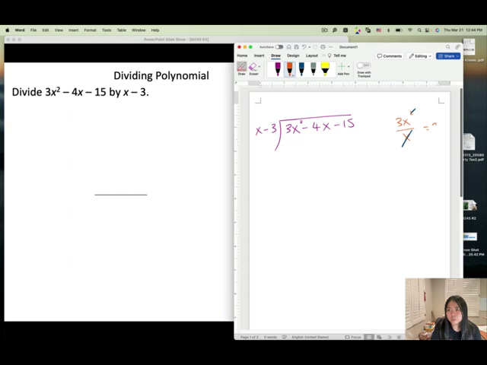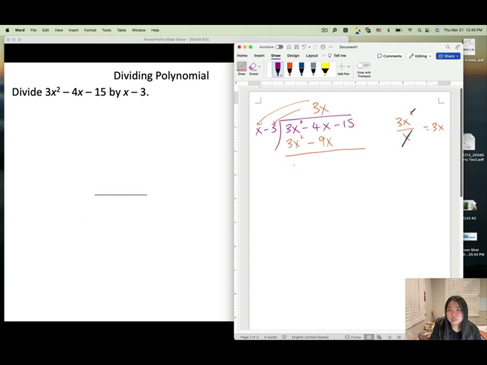You're going to get 3x here. Okay, use the first term divided by the first term here. So you're going to get the 3x, so that means I'm going to multiply by the 3x. So 3x times x, okay, multiply this guy. 3x times x, we're going to get 3x squared. And then 3x times negative 3, so that will be minus 9x here.